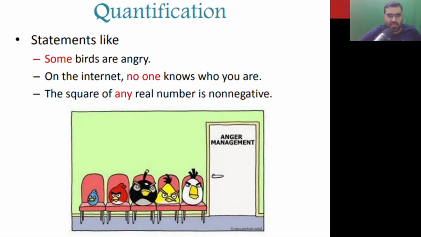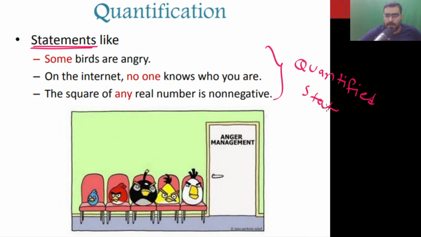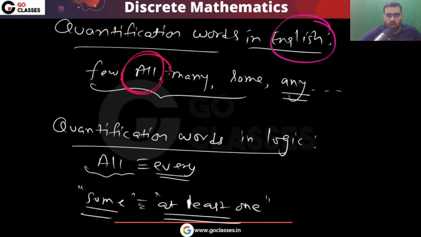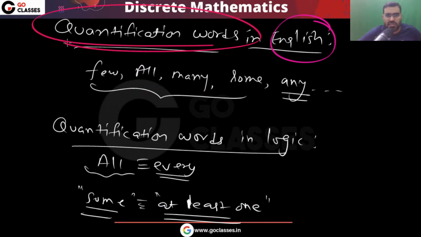This type of statements are called quantified statements. Look at statements like some birds are angry, no one, any. If you notice words like all, many, some, these words are called quantification words.